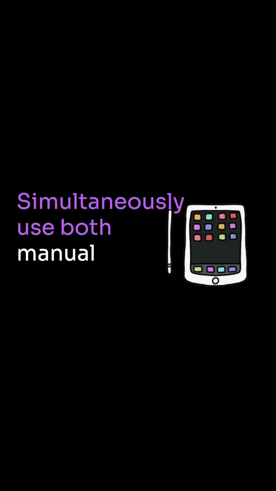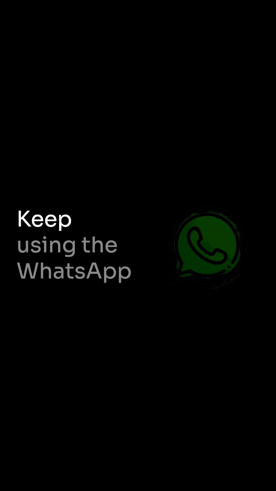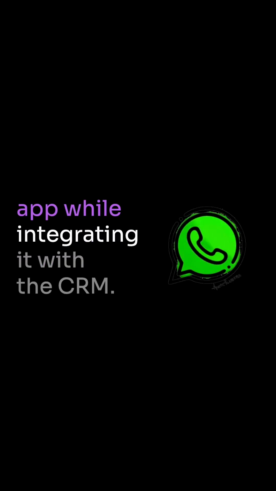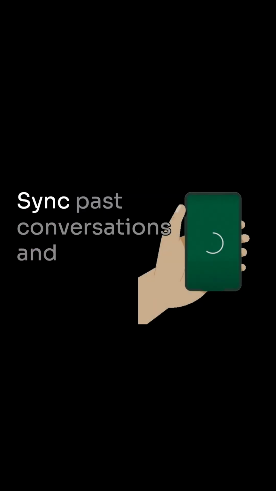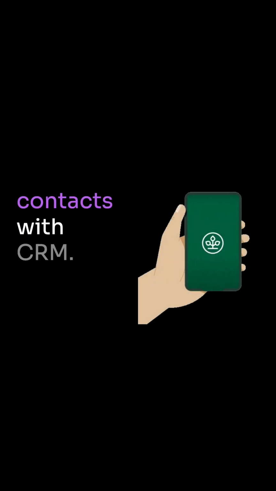What to expect from WhatsApp Coexistence as a WhatsApp Business user? Simultaneously use both manual and automated messaging via WhatsApp. Keep using the WhatsApp Business app while integrating it with the CRM. Manage chats from multiple platforms at the same time. Sync past conversations and contacts with CRM.